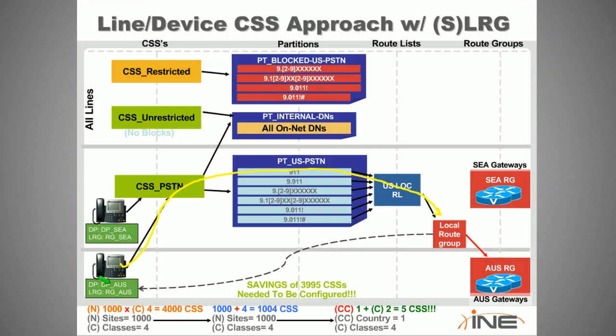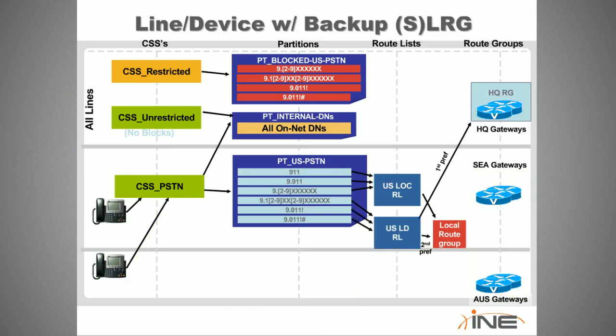Now, there are going to be some exceptions. What if I want to have backup gateways? Okay, so let's take a look at that. And this is actually our last slide, and then we'll get into the configuration. So here, I've still got my Seattle phone and my Austin phone, and they're still going to point to the one calling search space. But certain patterns are going to be pointing towards, let's say, 911, 9911, and local. We still want those to point to our local route list, which only points to standard local route group.